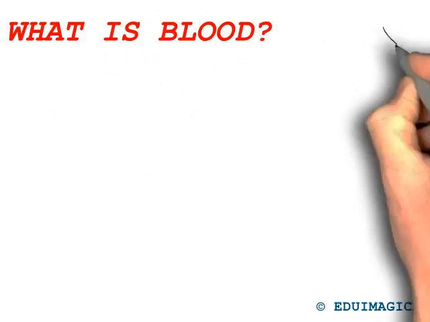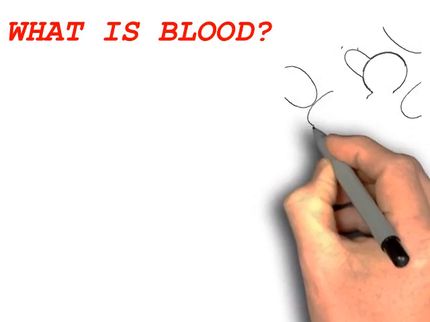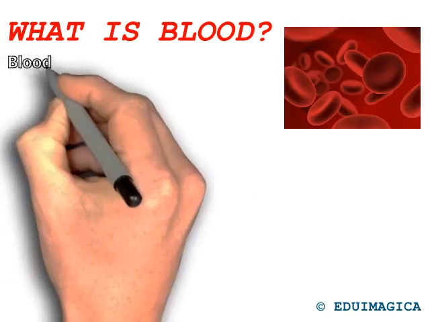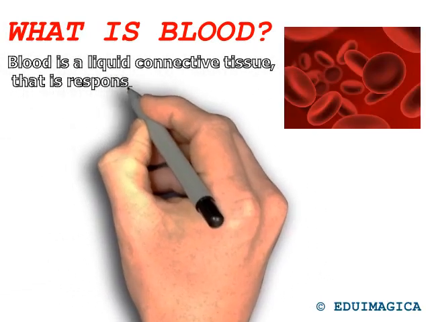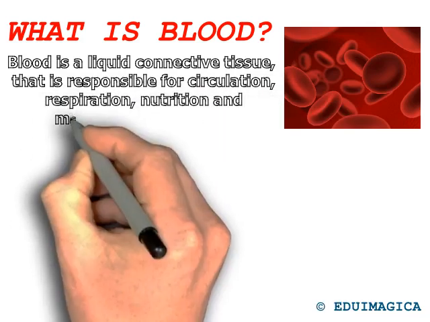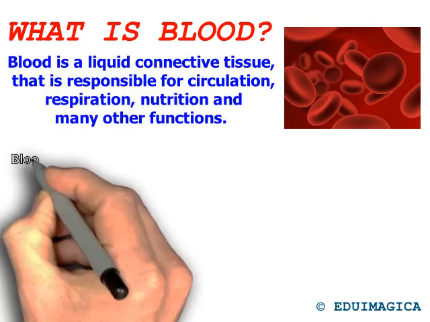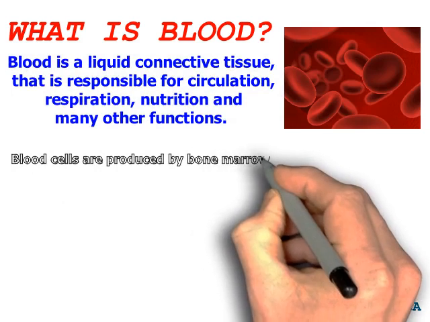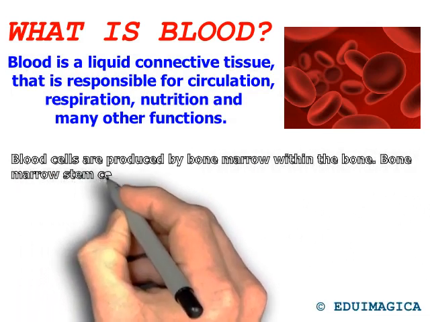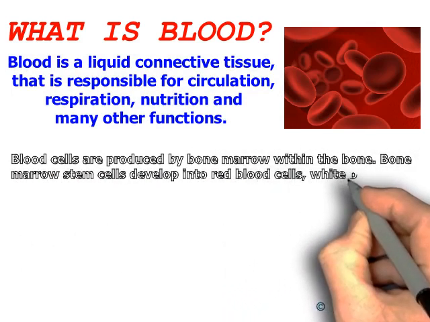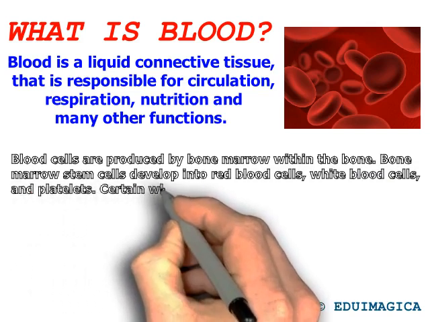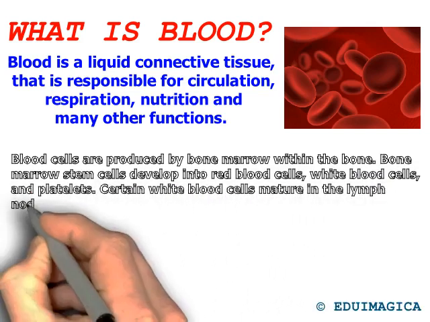Blood is basically a connective tissue. You can also say that blood is a liquid connective tissue that is responsible for circulation, respiration, nutrition, and many other functions. Blood cells are produced by bone marrow within the bone. Bone marrow stem cells develop into RBC, WBC, and platelets.